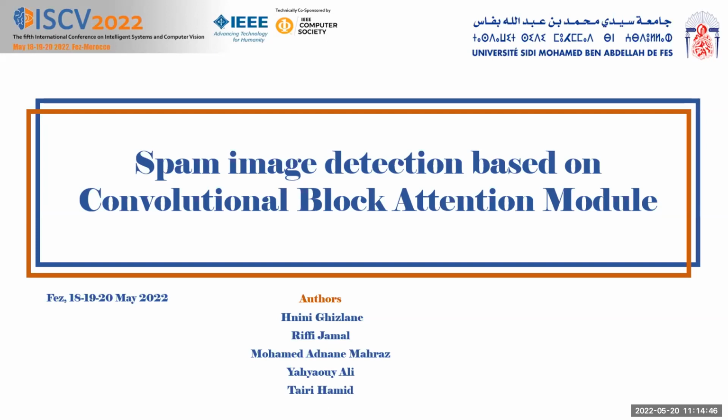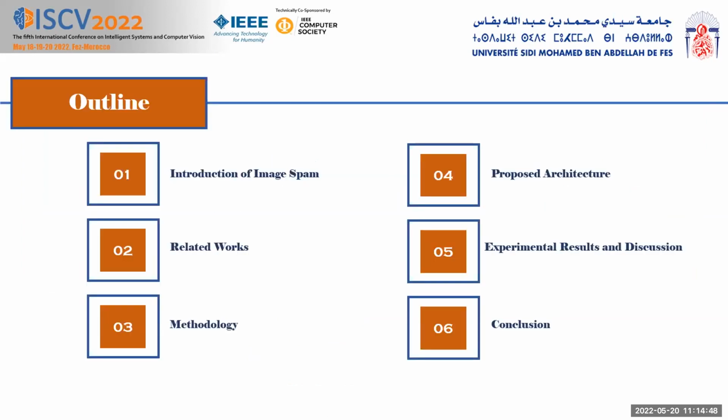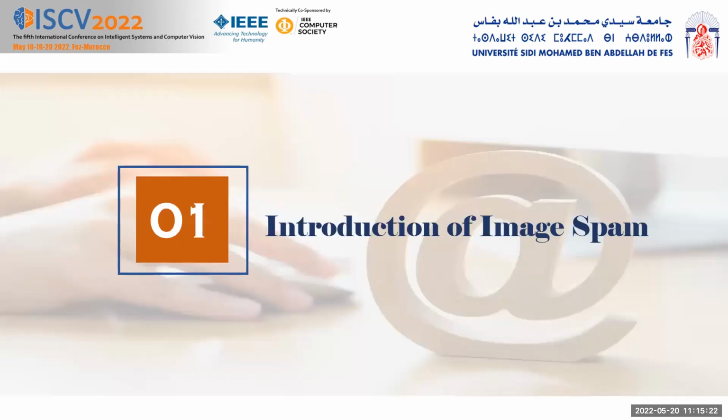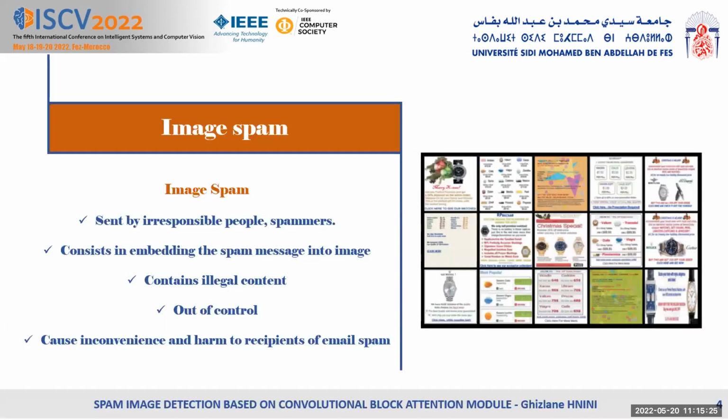So what is image spam? Before we move on to the next section, I would like to show an outline of the topic that will be discussed in this presentation. There are 6 sections. First, introduction of image spam. Second, related works. Then we provide the neural network algorithm considered in this research. Next, we present the proposed architecture for image spam detection. In section 5, we present our experimental results. And finally, we conclude the presentation. So what is image spam?